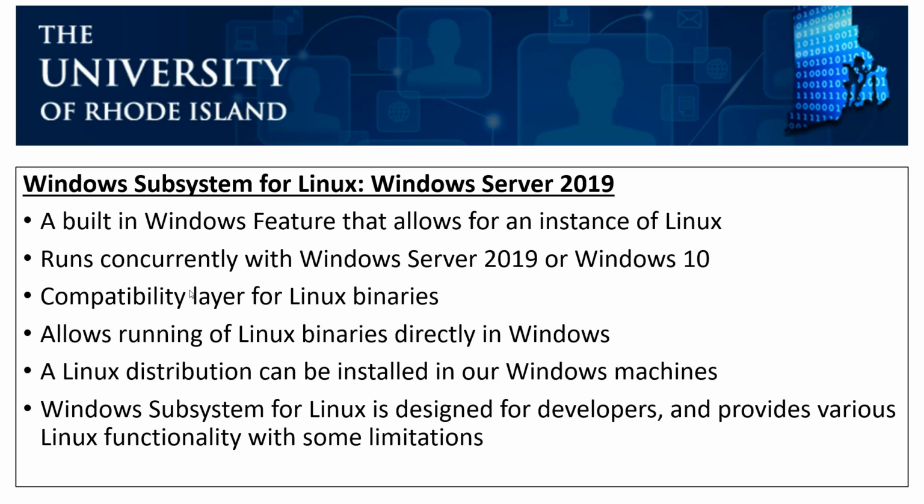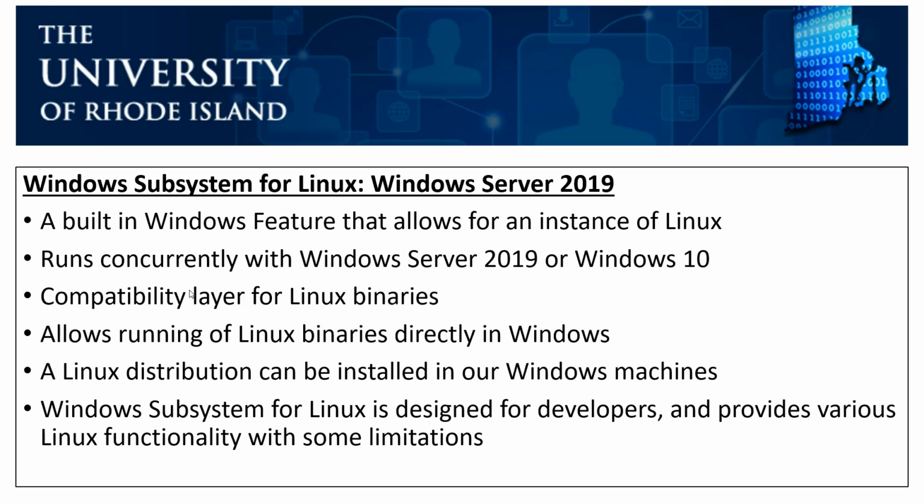It runs concurrently with Windows Server 2019 or Windows 10, so you can decide which version you want to set it up on. In our case, we're going to do it on Windows 2019. It's also a compatibility layer for Linux binaries, so we really want to use Microsoft's website to see which binaries it's updated and has adopted. For the most part, it supports most of the most popular ones. It allows us to run Linux binaries directly in our Windows system. Again, it's a Linux distribution that can be installed on our Windows machines.